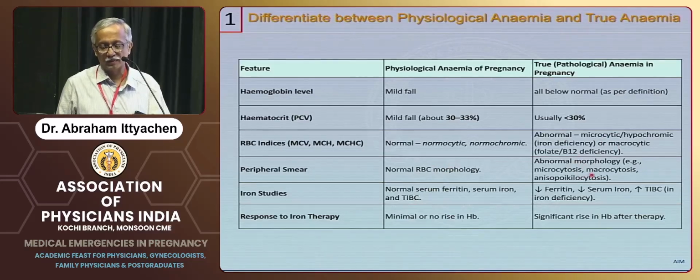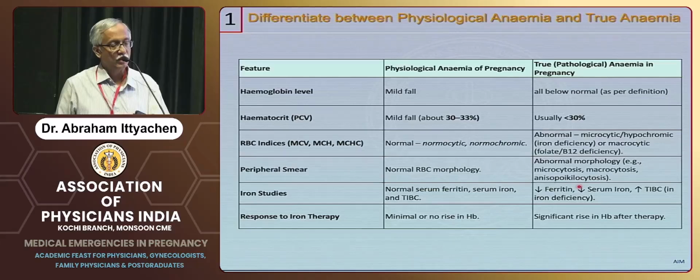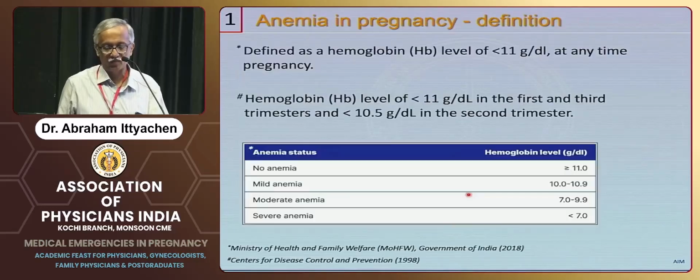Here, according to the pathology, usually the iron deficiency, you get microcytosis. Then the iron studies: in physiological anemia, unless you have inflammation, the ferritin level will be normal. While in true pathological anemia, ferritin will be low, serum iron will be low. But if the patient has an inflammation due to some cause, it may be due to a connective tissue disorder or infection, the ferritin may go up, because as you might know, ferritin is an acute positive phase reactant. And response to the iron therapy is probably something that is also helpful.